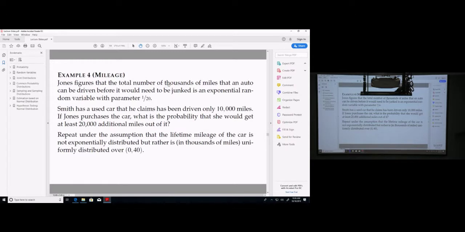The unit is measured in thousands of miles. When I was looking at the slide, only then I realized that the unit is measured in thousands of miles. Smith has a used car that he claims he has driven only 10,000 miles. If Jones purchases the car, what is the probability that she would get at least another 20,000 additional miles out of it? Repeat under the assumption that the lifetime mileage of the car is not exponentially distributed, but rather is uniformly distributed over here. Everything is in thousands of miles, all right?